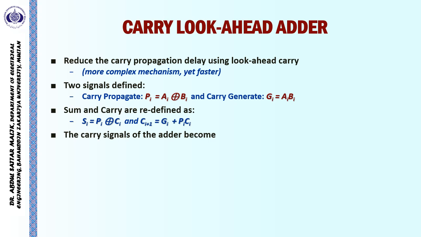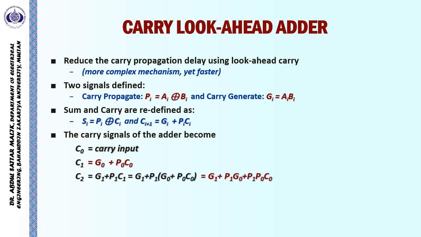The carry signals of the adder become: C0 is equal to the carry input, C1 is equal to G0 plus P0 C0, C2 is equal to G1 plus P1 C1. If we put in the value of C1, then C2 is equal to G1 plus P1 into G0 plus P0 C0, and we just rearrange it. Then we have an expression for C2 in terms of Gi's and Pi's.